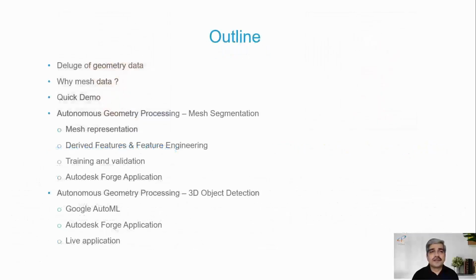We will be covering why you need autonomous applications to process geometry, and how the data is exploding in the field of geometry. We will also be going through what sort of mesh representations we are using. We will be going through the mesh segmentation problem and the sub-problem that we try to solve for 3D object detection.